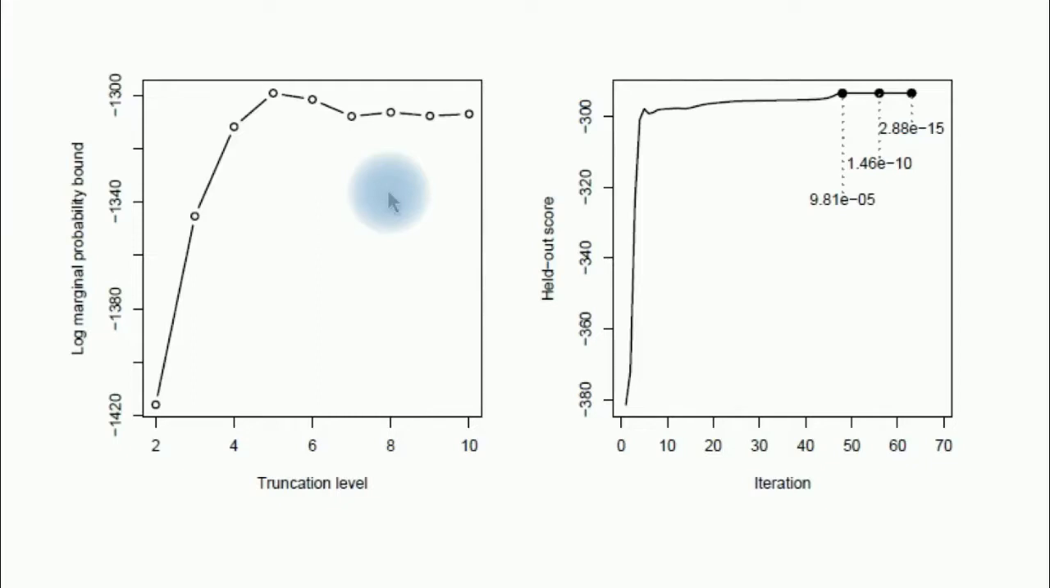The left panel shows the optimal bounds on the log probability as a function of the truncation level, and there are 5 clusters in the simulated 20-dimensional DP mixture of Gaussians data set which was used. The right panel shows held-out log probability as a function of iteration of the variational inference for the same simulated data set. The relative change in the log probability bound of the observations is labeled at selected iterations. Both are stable as the truncation level and the iterations increase.